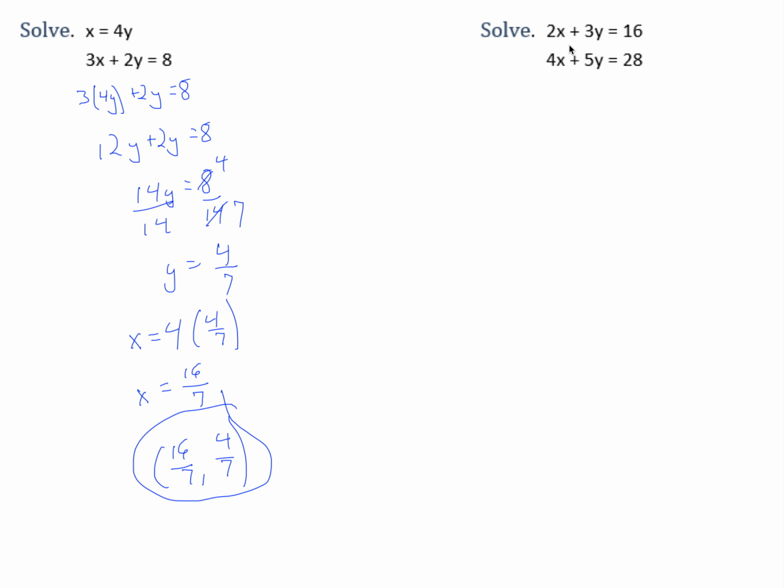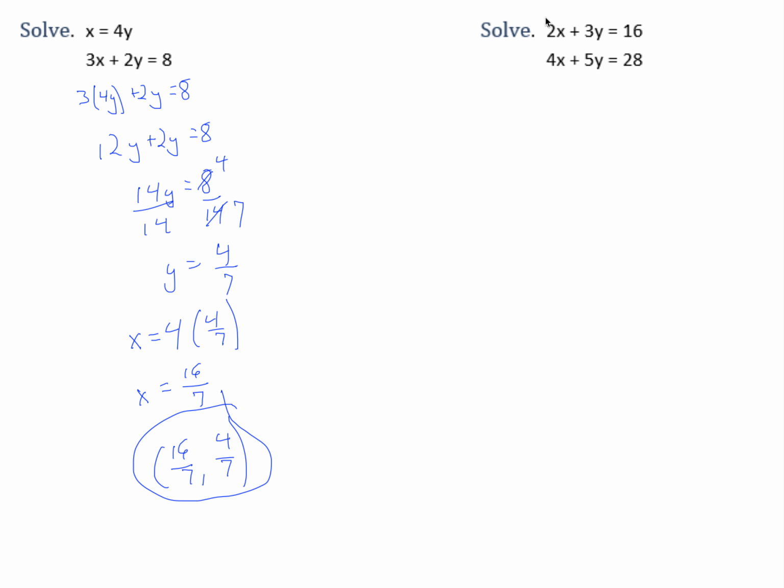Next one, 2x plus 3y equals 16, and 4x plus 5y equals 28. Well, I mentioned before it's nice to have a coefficient of 1. None of these have a coefficient of 1, so there's not any that are really easy. But the next easiest thing is having a coefficient of 2, because we can deal with halves.